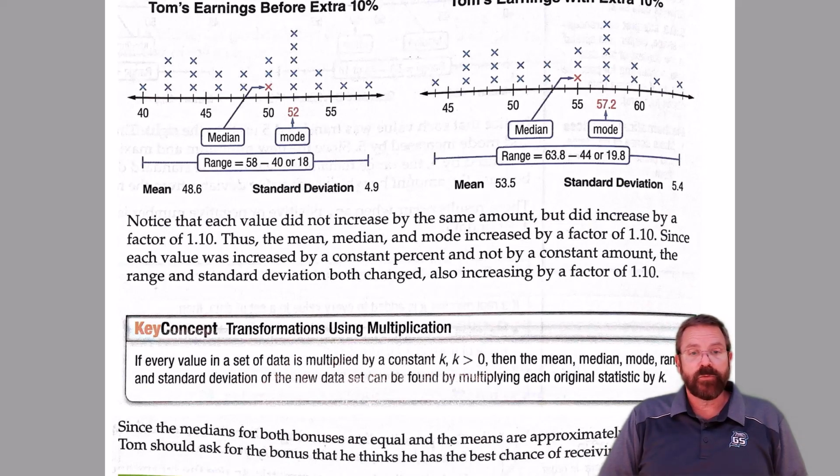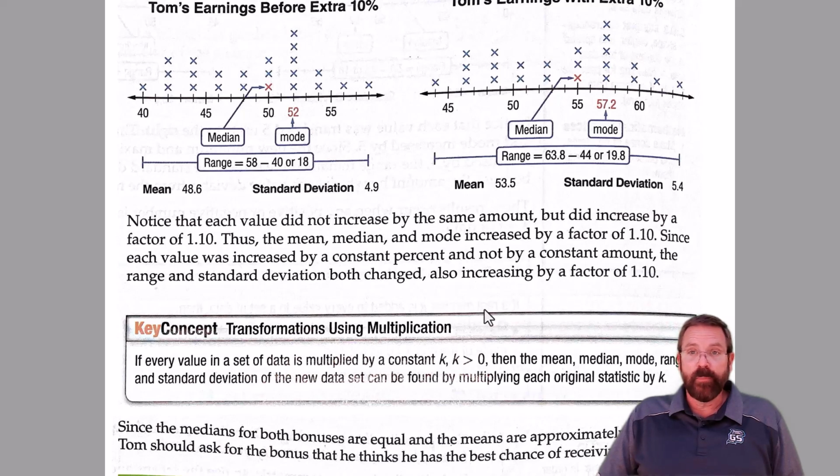Since the medians for both bonuses are equal and the means are approximately equal, should Tom ask for the bonus that he thinks... Let's see. Tom should ask for the bonus that he thinks he has the best chance of receiving. So what are they saying? They're saying that the median value did not change. He had a 55 median, whether he got a $5 increase or a 10% increase. So the median middle value he made is going to be the same.